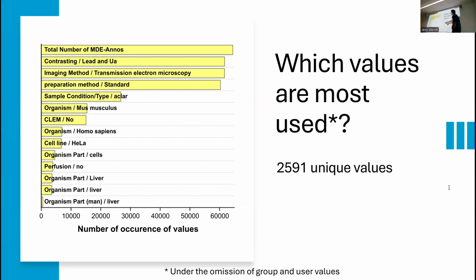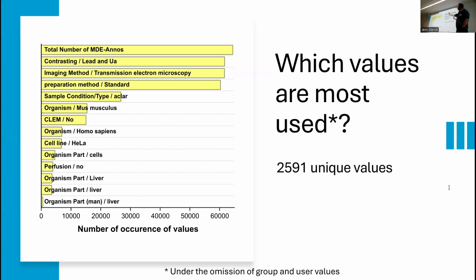What you can see is that, if you remember, the key contrasting was also quite high in the key top list. And what you can see here is that my colleagues obviously almost always use a combination of lead and uranium to contrast the samples. And not very surprisingly, most of the time they're using our only electron microscope for doing transmission electron microscopy. The alternatives would be tomography, which the device can also be used for, and something else I just don't remember.